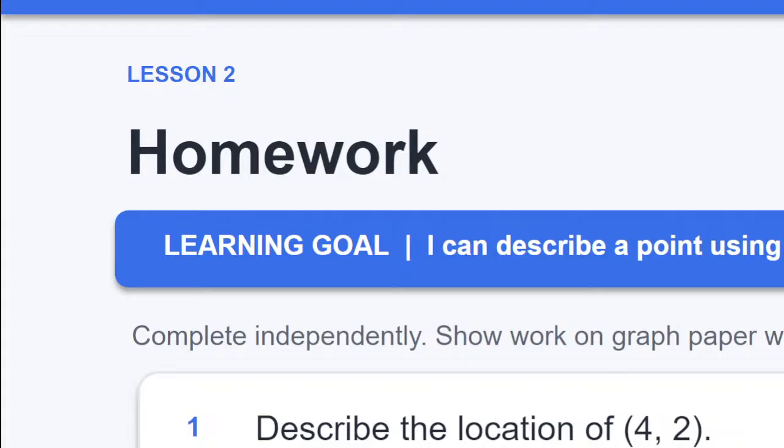Homework. Number 1, describe the location of (4, 2). Number 2, describe the location of (−3, 5). Number 3, describe the location of (−2, −6). Number 4, describe the location of (5, −4). Number 5, what is the x-coordinate of a point on the y-axis?